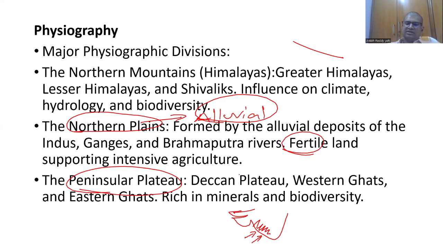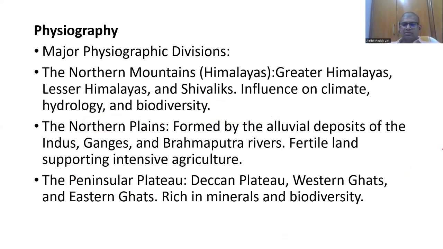Similarly, within this Peninsula Plateau, you have the Chotanagpur Plateau on the eastern side. This plateau is rich in minerals like iron ore and coal. That is why you find many iron and steel industries in this region, in Jharkhand, West Bengal, and Odisha.